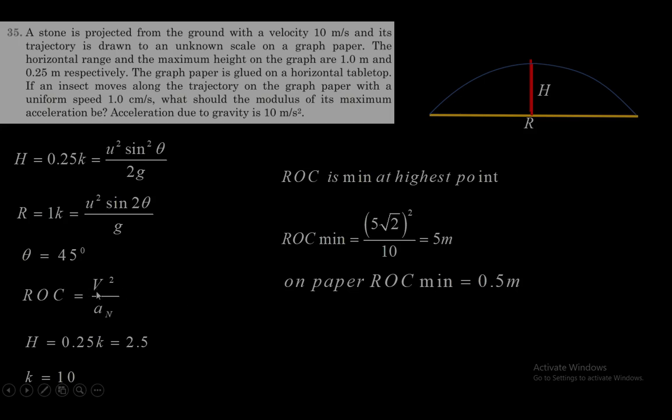So simply putting the values in this formula, we have maximum acceleration as v squared over minimum ROC. v is given as 1 centimeter per second, convert that into meters per second. And the minimum ROC we have already found, just solve it. So that solves the question.